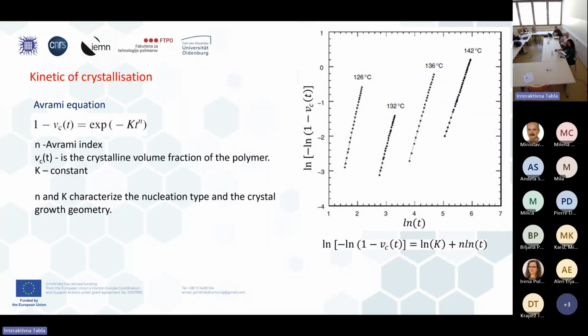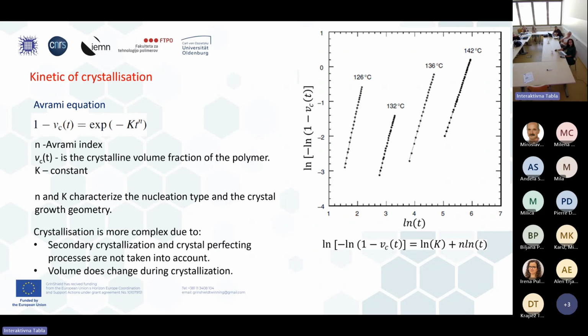Kinetics of crystallization usually follows the Avrami equations. We have these constants N and K, which characterize the nucleation time and the crystal growth geometry. However, the Avrami equation has some limitations. For example, this N should always be an integer number, so 1, 2, 3 till 6, but usually we observe something like 2.4, 3.6, or something.